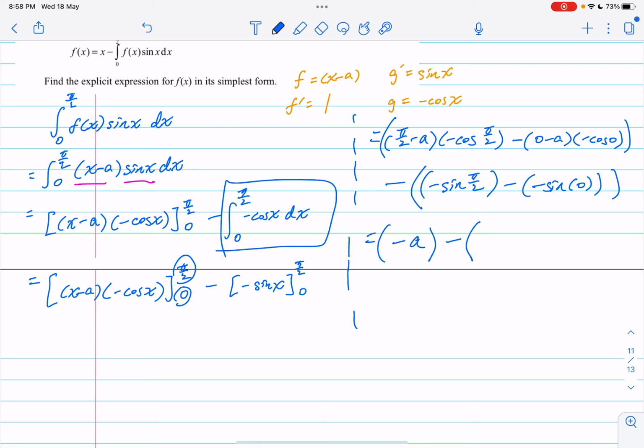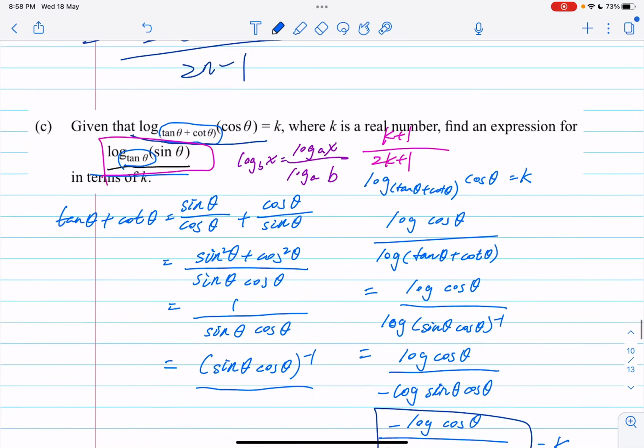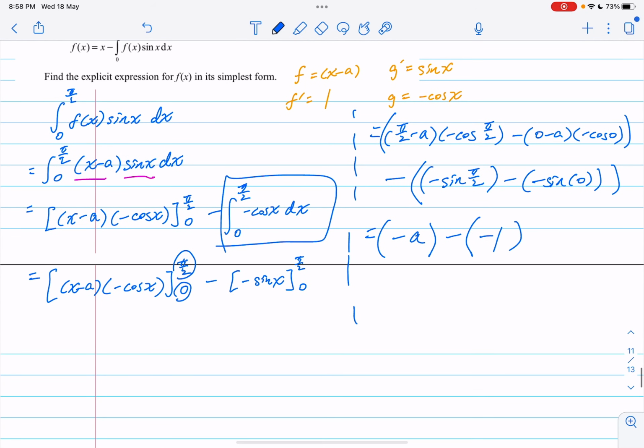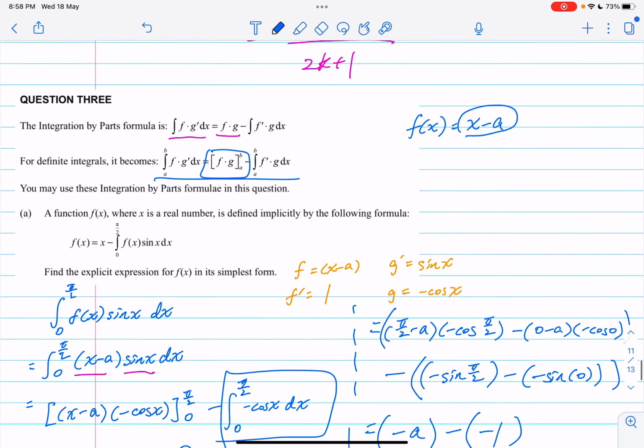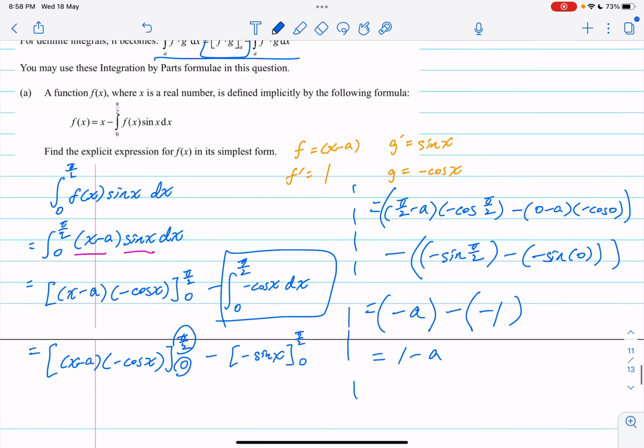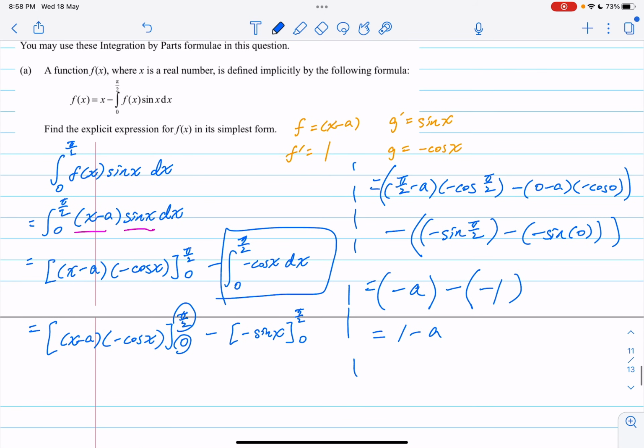Minus sin pi over 2. Sin pi over 2 is 1. So that's going to be minus 1. Then minus sin 0, so that's just 0. Okay, right, sorry. And this is going to be just 1 minus a. And remember, this 1 minus a equals this. Remember? That's what we've got from here.